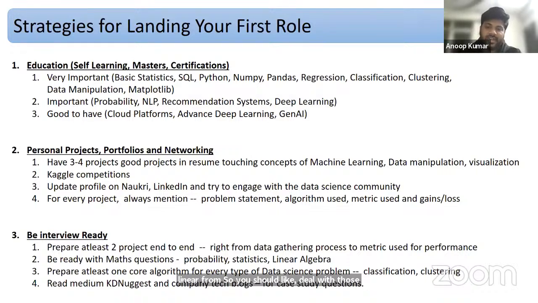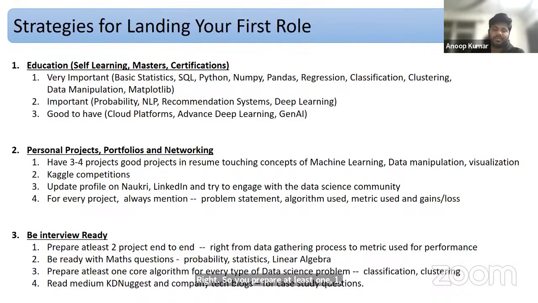Then for every kind of data science problem, the interviewers ask, can you explain one of the clustering algorithms, or one of the classification algorithms. So you should prepare one kind of algorithm end to end for every data science problem as well. Like if you are applying to a job where they want you to build recommendations, and they have written that in their JD, job description, it would be beneficial to know recommendation systems and one kind of model which you can use for recommendation systems, right? So you prepare at least one core algorithm.